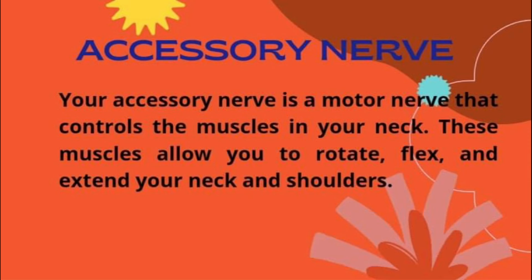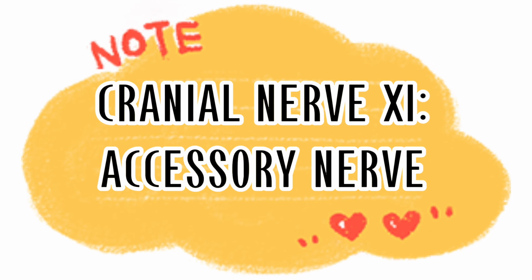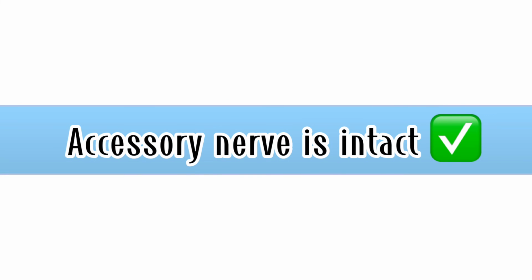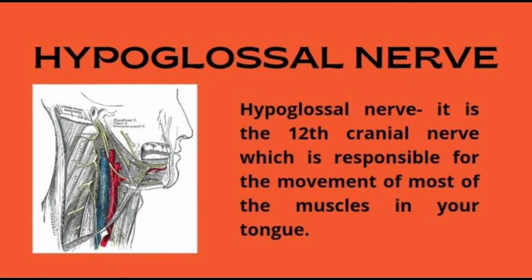The next cranial nerve is accessory nerve. Your accessory nerve is a motor nerve that controls the muscles in your neck. These muscles allow you to rotate, flex, and extend your neck and shoulders. Princess, you need to move your head from side to side. Up and down. Okay. Try to shrug against my resistance. Accessory nerve is intact.